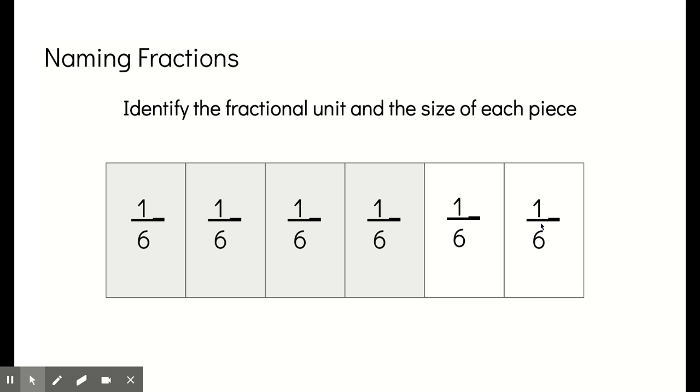If I want to know what the shaded fraction is, the gray ones, I'm going to count up by 1/6. 1/6, 2/6, 3/6, 4/6. If I want to know the unshaded fraction, I'll count the same way, but only for these white ones. 1/6, 2/6. 4/6 are shaded and 2/6 are unshaded.